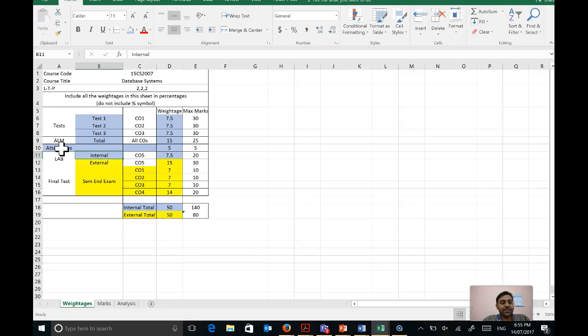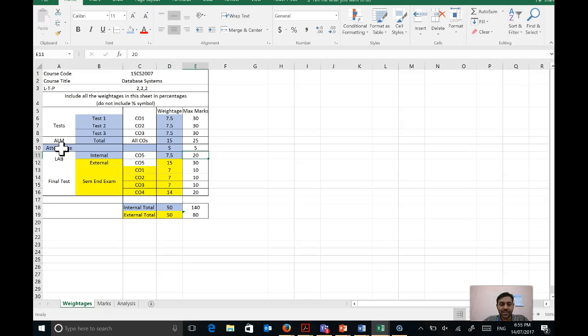When it comes to labs, I have put everything together as internal and external for labs. If your labs have continuous evaluation, internal exam 1, internal exam 2, and an internal project, put them all together. You don't have to segregate them separately; give the total percentage here. So if you've got continuous evaluation for 2.5 and a test for 5, you can put them together and call it 7.5.